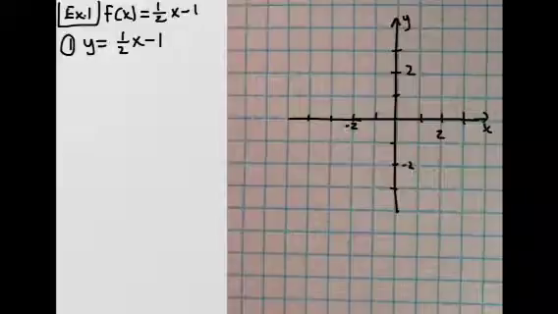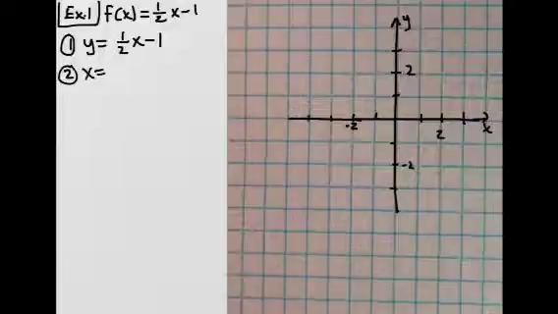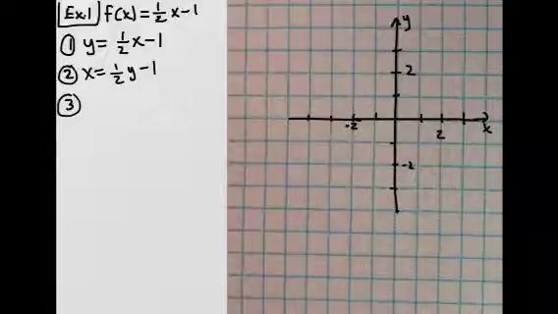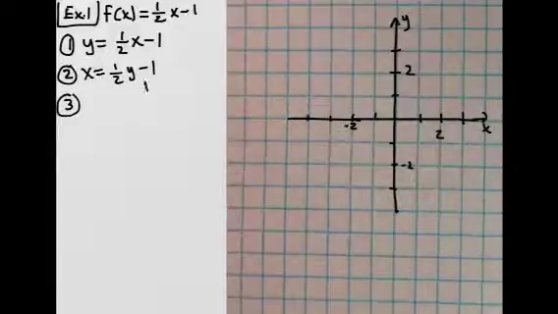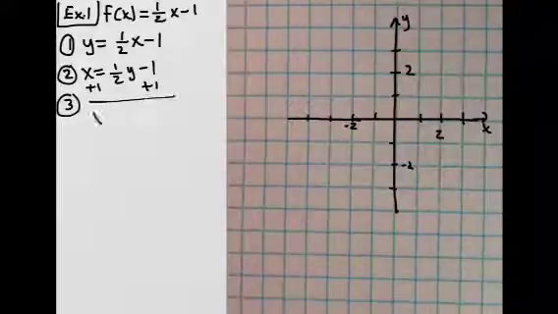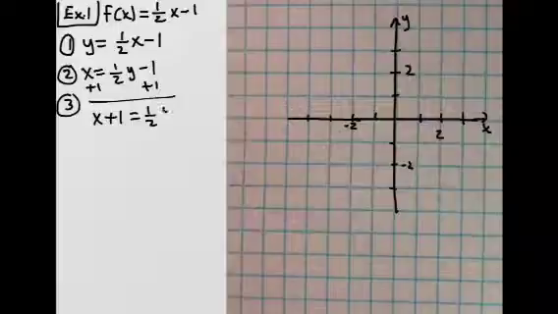And for step number 2, we switch the x and the y. You swap them. And for step 3, you're going to solve for y. So that means we're going to add 1 to both sides. So then we have x plus 1 equals 1/2 y. So we need to get rid of the 1/2 because you want y by itself. So we're going to multiply by 2.